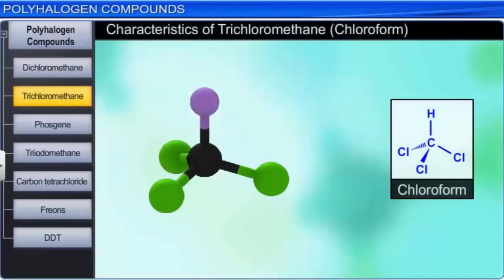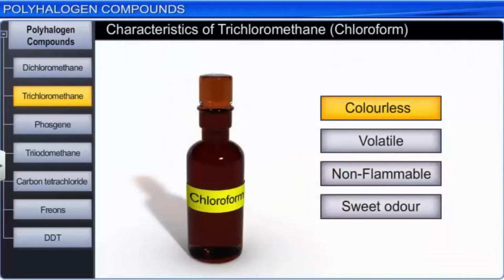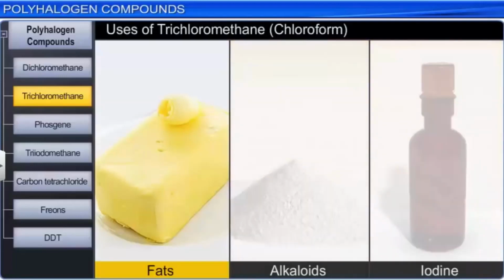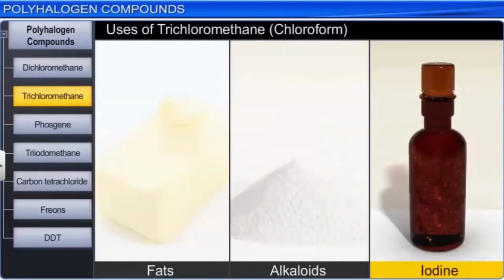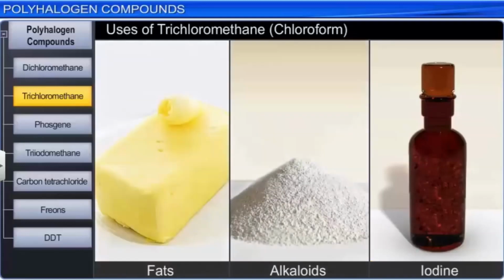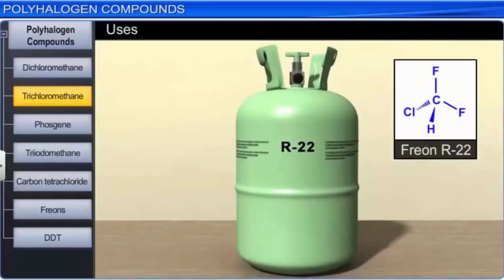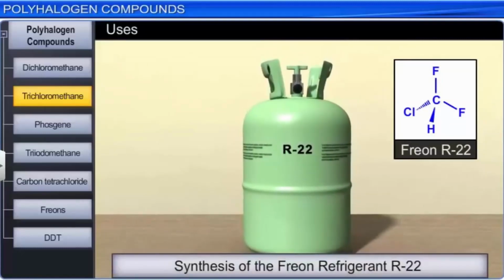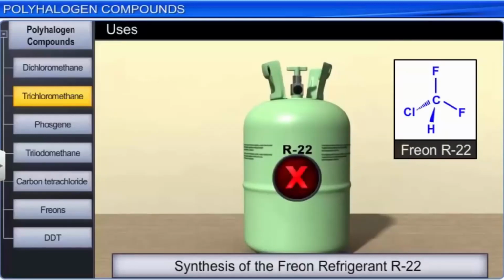Trichloromethane, or chloroform, is a colorless, volatile, non-flammable liquid with a sweet odor. It is used as a solvent for fats, alkaloids, iodine, and other substances. It is also used in the synthesis of Freon, a refrigerant, or R22 shown here. Many nations are phasing out the use of R22 due to concerns about its role in ozone depletion.